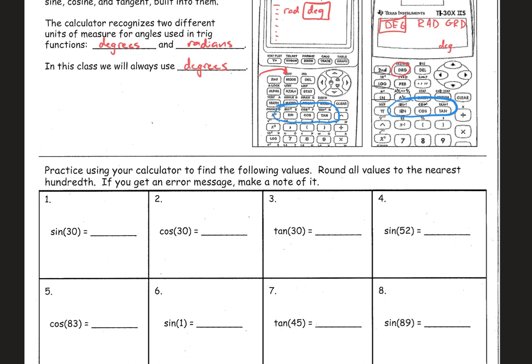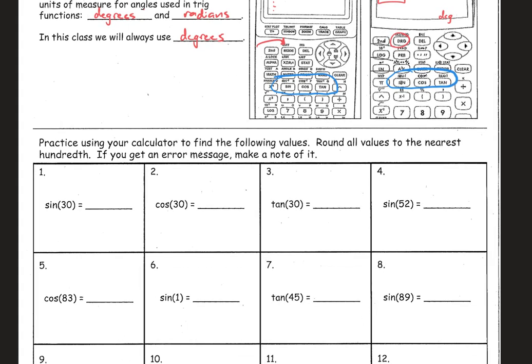I'll do the first two with you so that you can practice and make sure we have the right answers and that you're in the right units. So for the first one, you're literally just going to hit sine and type in 30. You should get 0.5, or 1/2. Either one. For cosine of 30, you're going to get this weird thing, 0.8660.